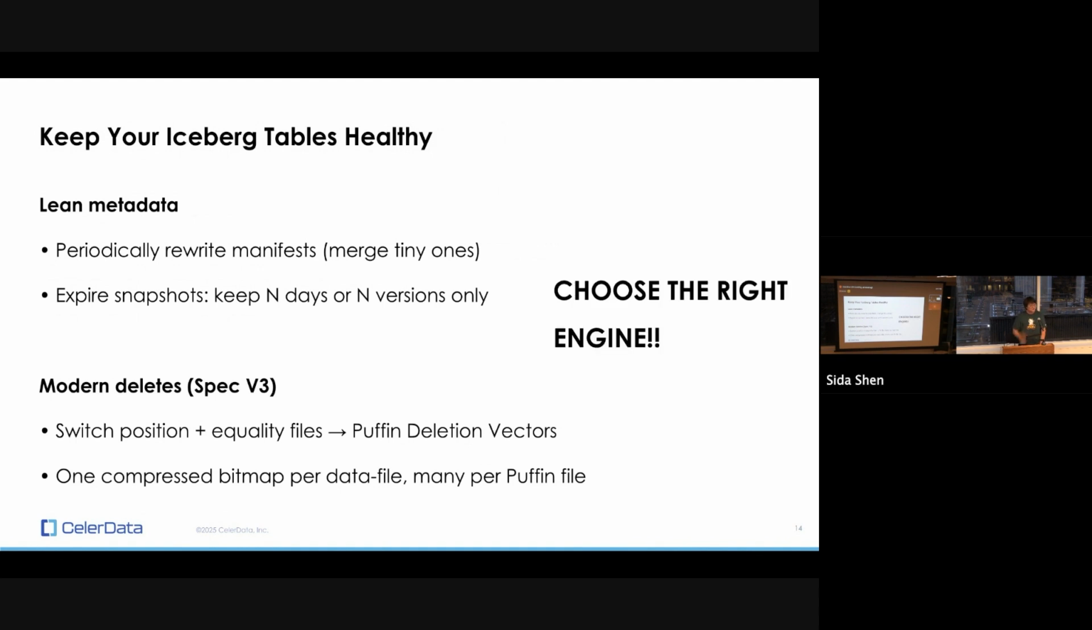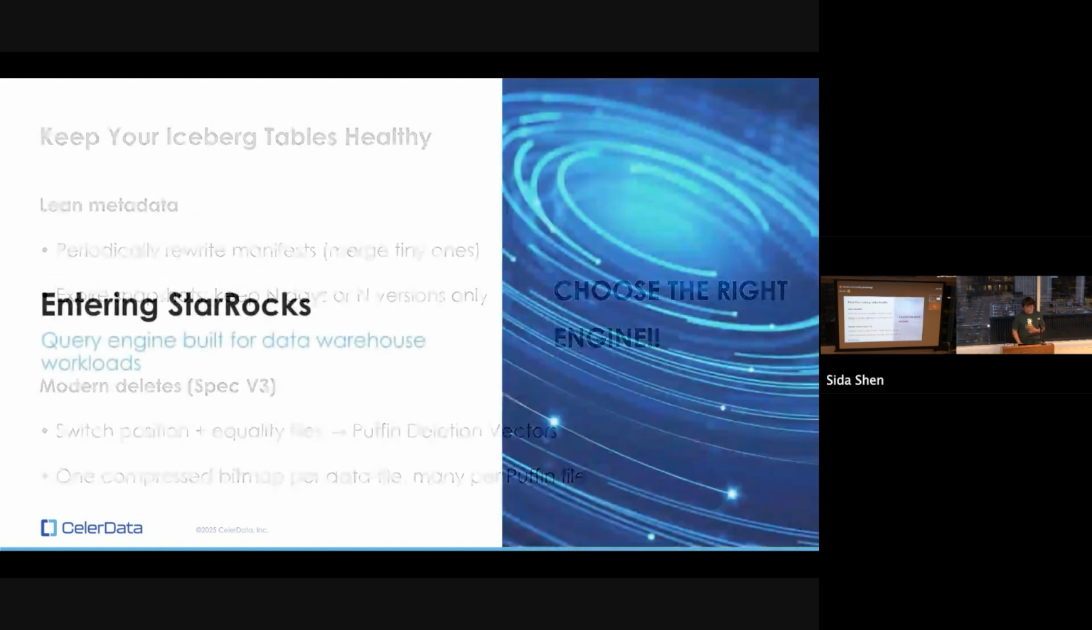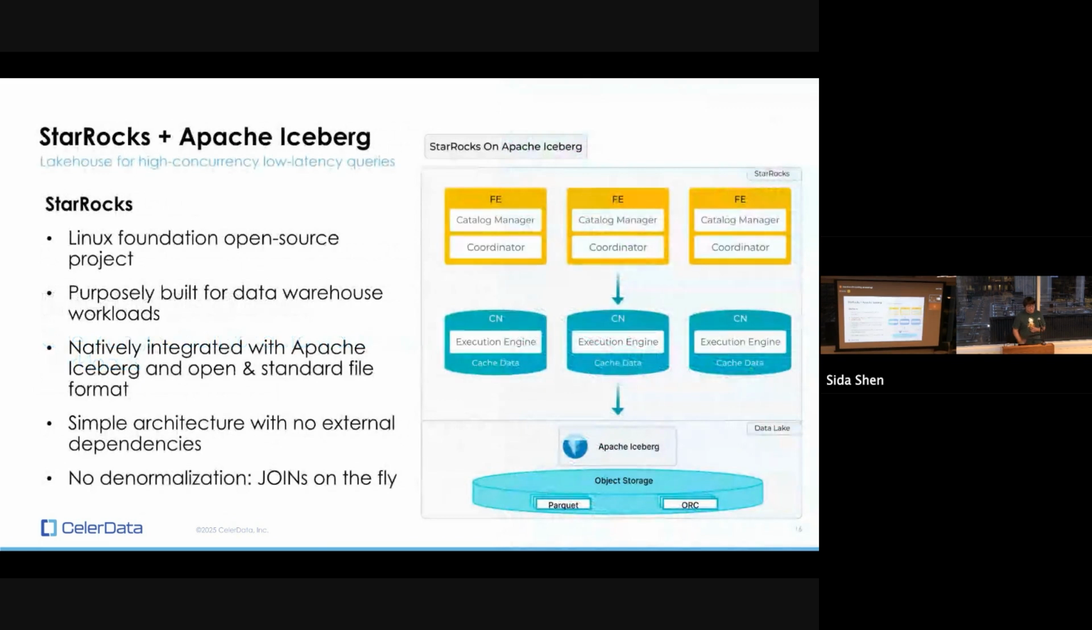And most important, you have to choose the right engine, right? Right engine for the right job. You want to do an ETL-like job, or you want to do a customer-facing, low latency, high concurrency kind of workload, different tools, right? And here I want to introduce StarRocks. StarRocks is exactly built for low latency, high concurrency workloads on Apache Iceberg, right?